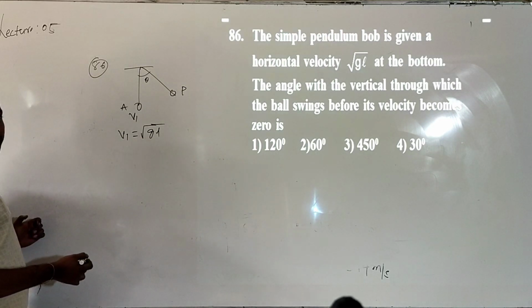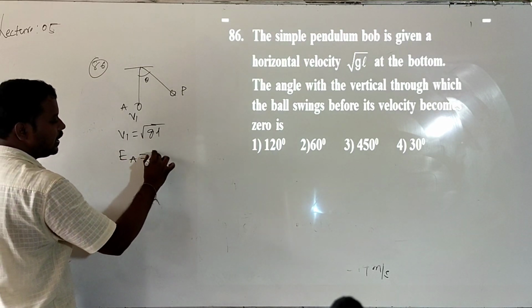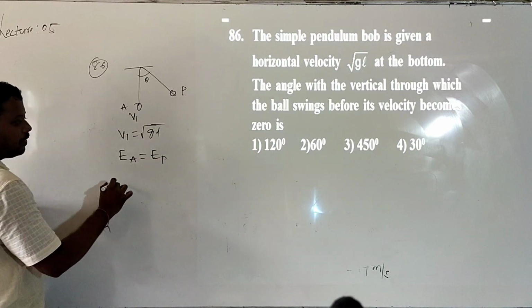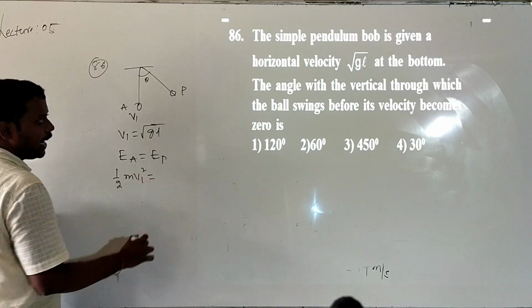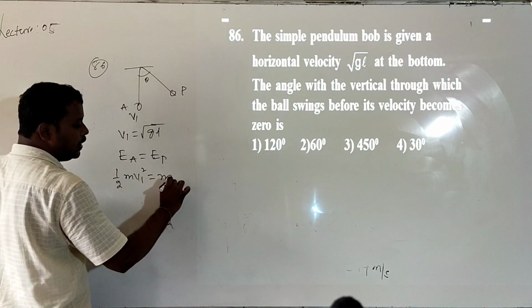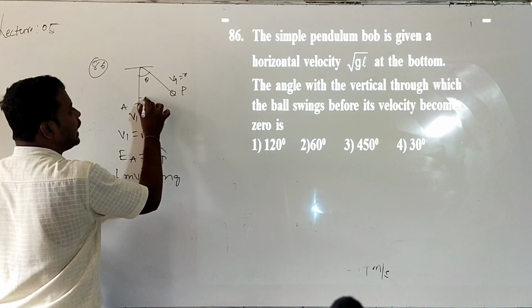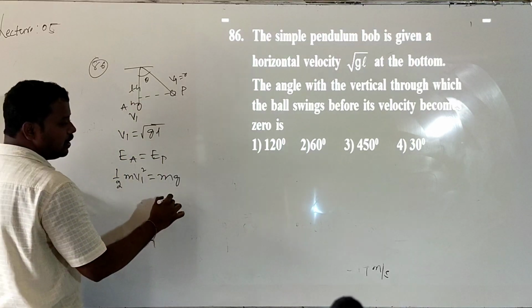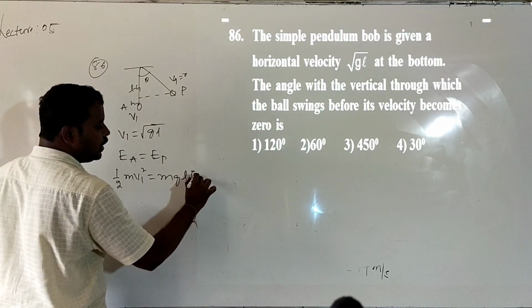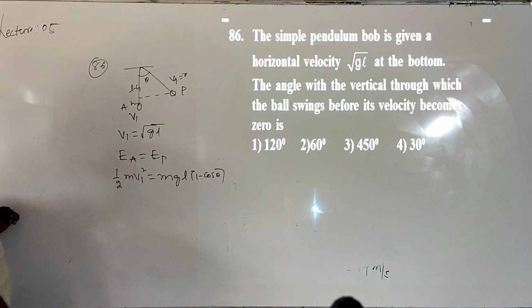Already written a formula, if you want, once again. According to the law of conservation of energy, EA value is equal to EP. EA value is equal to 1 by 2 into m into v1 square. EP value is equal to m into g into h, because here velocity will be 0. So what is the height of the point P? If I call it h, this value is L minus H. So H value can be written as L into 1 minus cos theta. Correct? L into 1 minus cos theta.